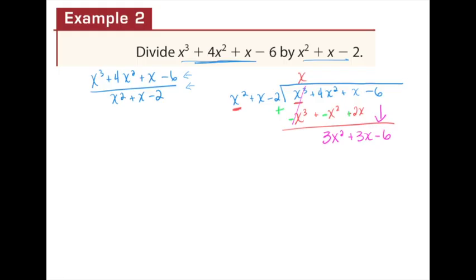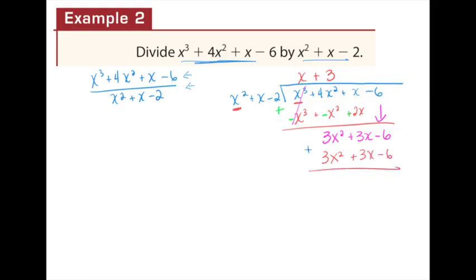Next, x squared. So I'm going to now compare x squared to 3x squared. What do I need to multiply by for x squared to get 3x squared? 3. So I'm going to say a positive 3, and I'm going to multiply that through. I'm going to say 3 times x squared, 3 times x, and 3 times negative 2.